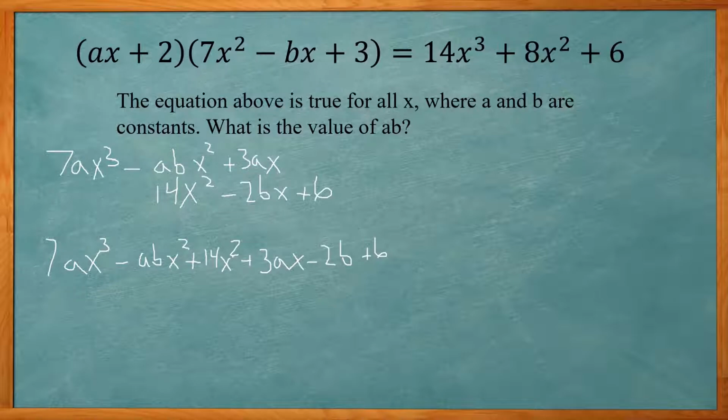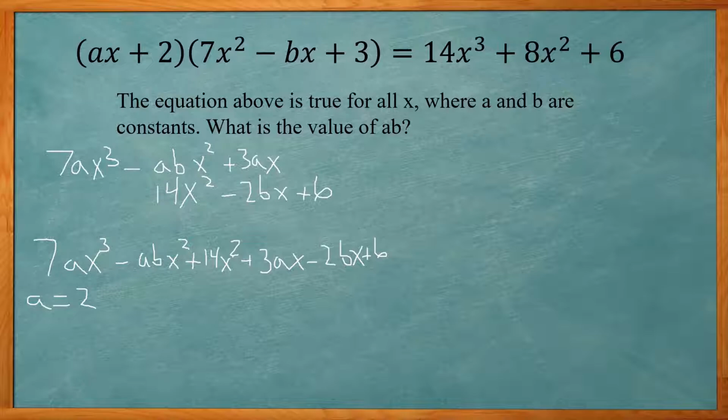Now if I compare this to what they give us, the 14x to the third, I know I only got one x to the third term, and that needs to equal 14, the coefficient. So I got 7a, so a must equal 2 to give me the 14. Alright, so that's part of the solution. You need a and b, so we got a so far. And there was supposed to be an x here, minus 2bx.